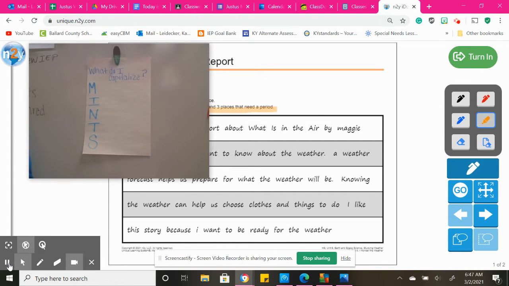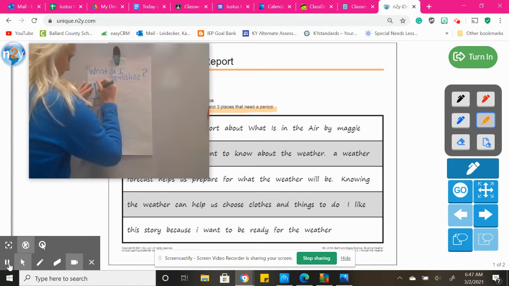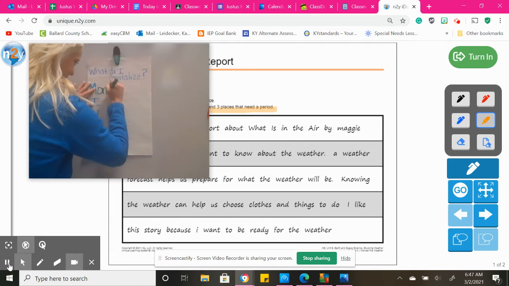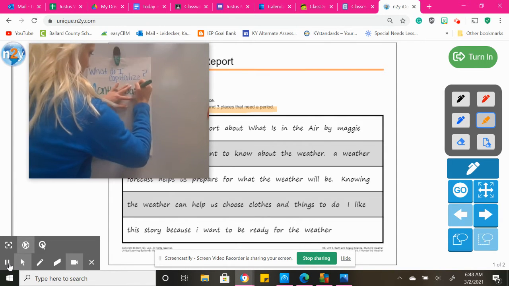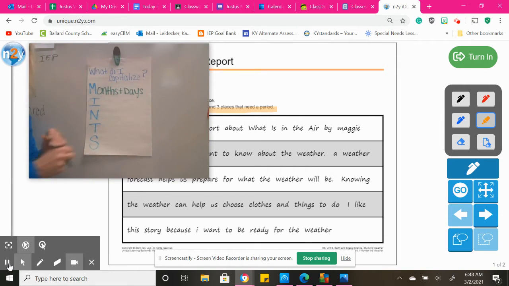So we are going to capitalize. The M is going to stand for months and days. So our birthdays get capitalized, the month, each month gets capitalized, and then the day of the week, Monday, Tuesday, Wednesday, Thursday, Friday, Saturday, Sunday. Those all get capitalized, months and days.